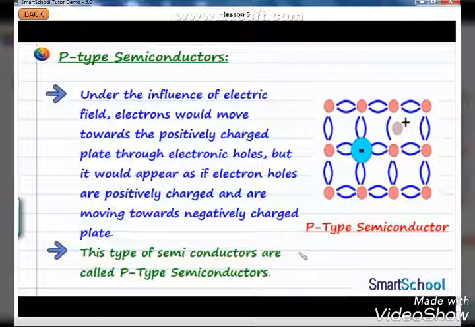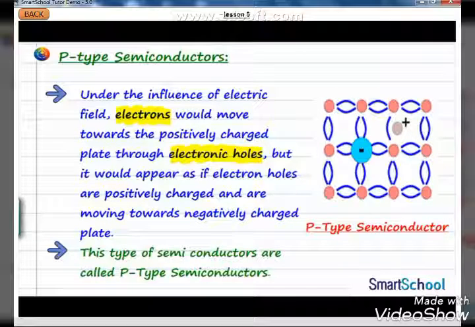After N-type semiconductors, the next type of semiconductor is P-type semiconductor. Under the influence of electric field, electrons move towards the positively charged plate through electronic holes. But it appears as if electron holes are positively charged and are moving towards the negatively charged plate.